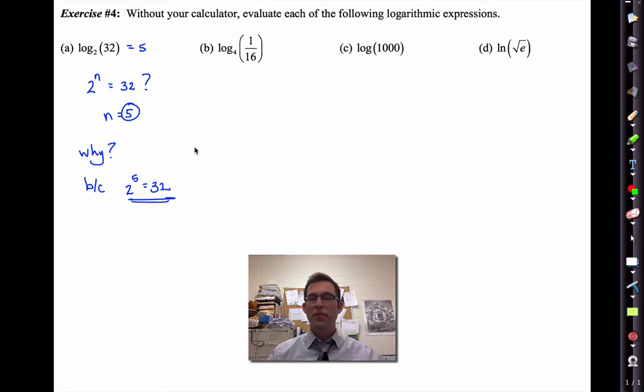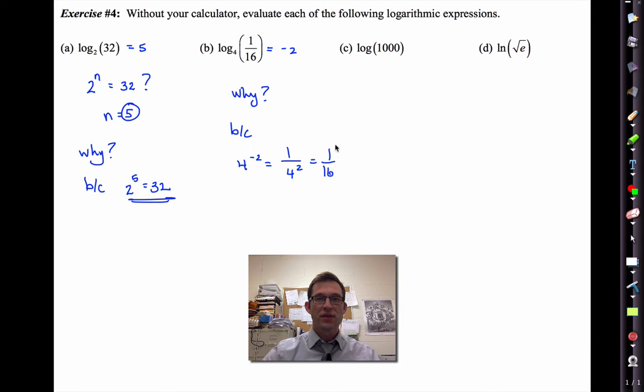All right, well, let's go through them. Well, the log base 4 of 1/16 is negative 2. Why? Because 4 to the negative 2, which is 1 over 4 squared, is 1/16. So that's kind of cool, right? Again, it's a little backwards because you're thinking about the exponential function and not the logarithmic function.